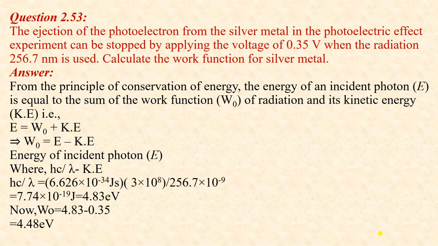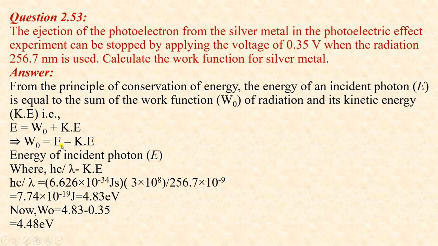The ejection of the photoelectron from the silver metal in the photoelectric effect experiment can be stopped by applying a voltage of 0.35 volt. When the radiation of 256.7 nanometer is used, calculate the work function for silver metal. Now, we know that the formula of kinetic energy is equal to h nu minus h nu naught. Here h nu is capital E and h nu naught is the work function. You can write the same formula this way: capital E is equal to W naught plus kinetic energy. Now W naught is equal to E minus kinetic energy.